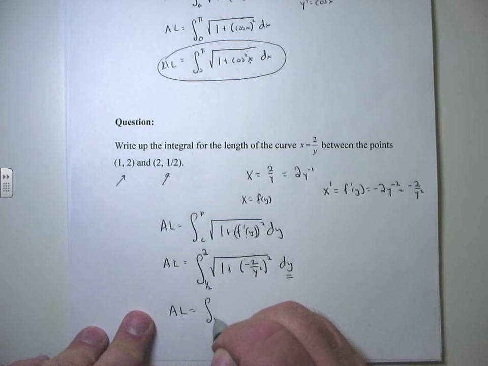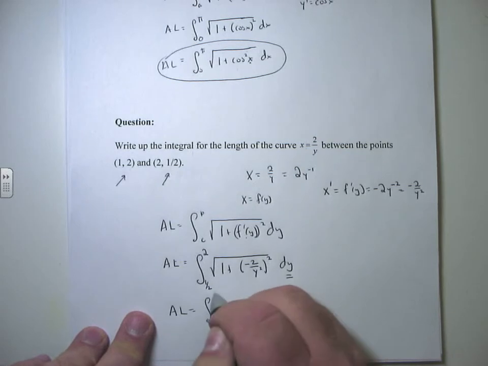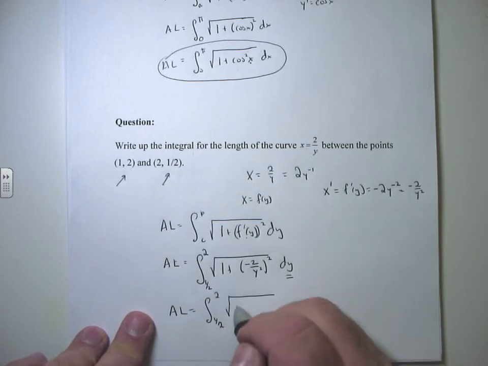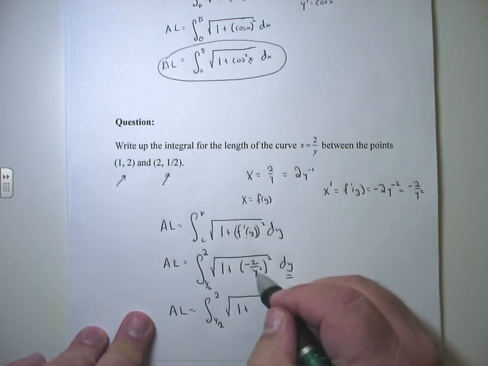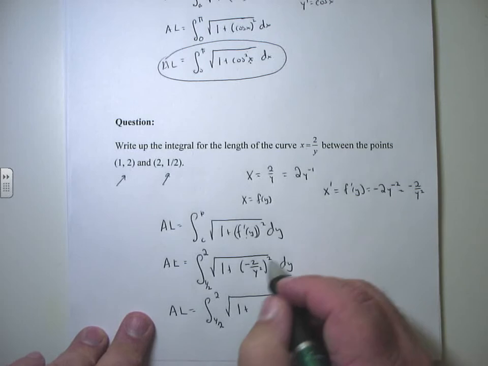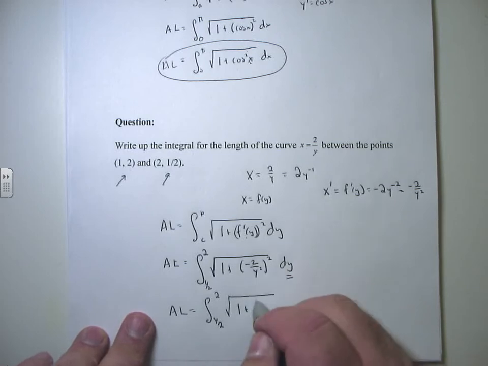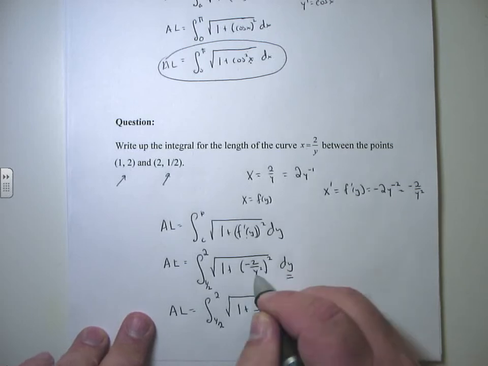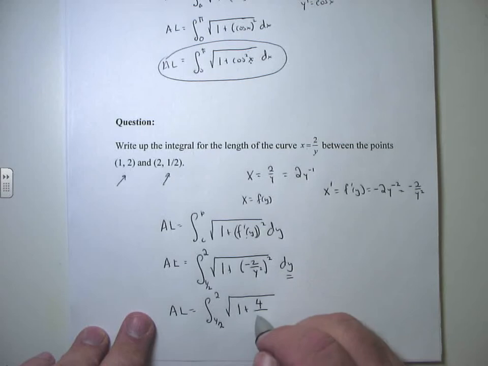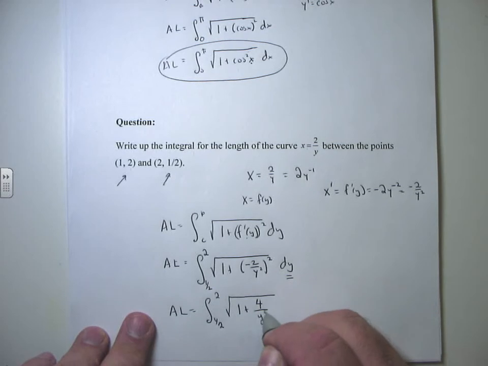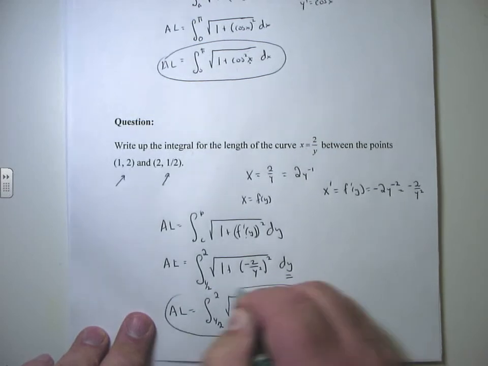And the only other thing I would do to clean this up would be the integral from 1/2 to 2 of the square root of 1 plus, strict multiplication division, I get to distribute my powers. Negative 2 squared is actually 4, divided by y squared, power to a power multiply, that'll be y to the 4th power, dy. And there would be my solution.